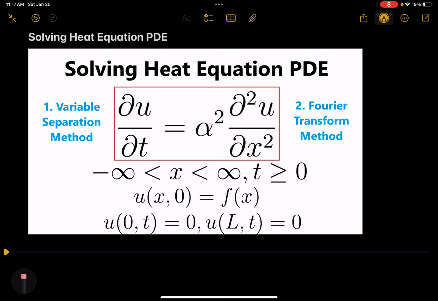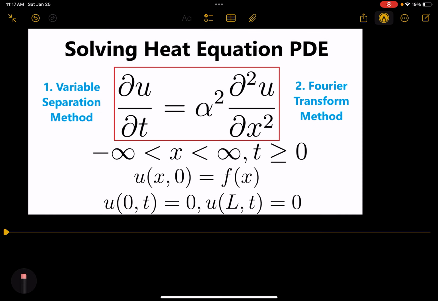the spatial x variable should be between minus infinity and infinity, right? And there are a few initial conditions and boundary value conditions. The initial condition is that the u function at time equal to 0 with variable x is f of x. And then, since there's f of x, we will not be able to get a particular solution. I mean, show an exact solution, but it will be in terms of f of x, right?